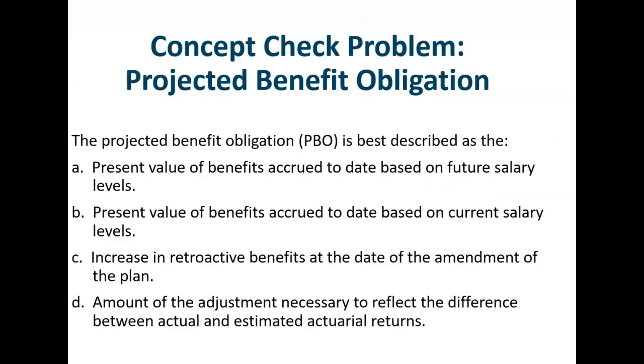Let's work another easy concept check problem. The projected benefit obligation is best described as the A, present value of benefits accrued to date based on future salary levels. B, present value of benefits accrued to date based on current salary levels. C, increase in retroactive benefits at the date of the amendment of a plan. Or D, amount of the adjustment necessary to reflect the difference between actual and estimated actuarial returns.